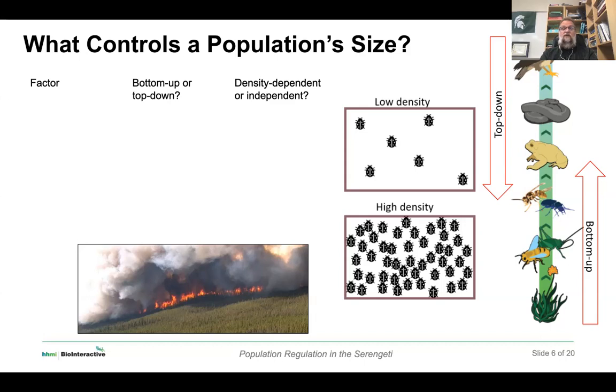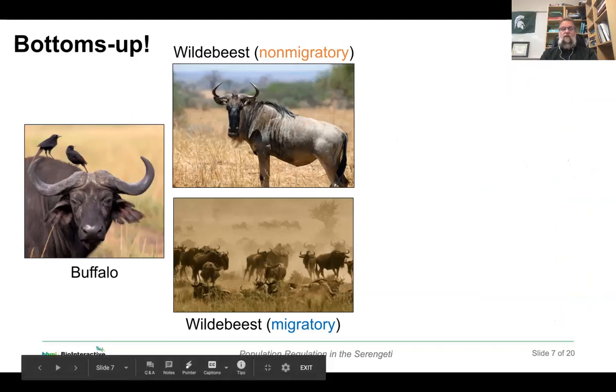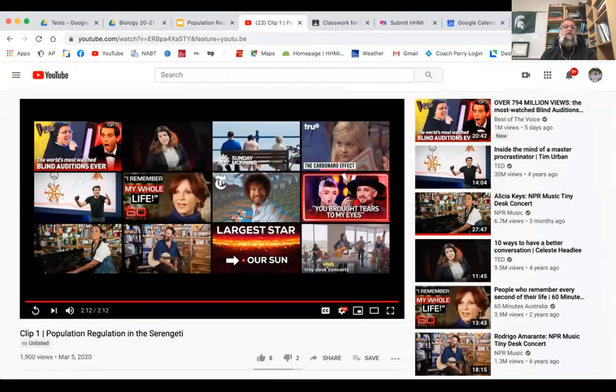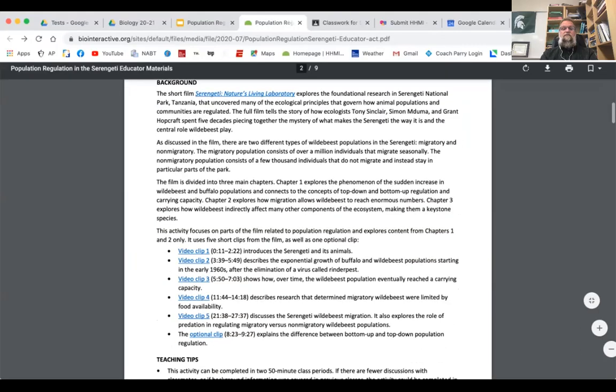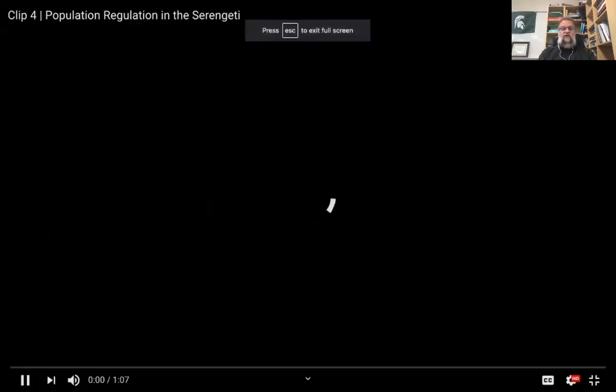So I'm going to have to unfortunately change screens again just for a moment. And I'm moving over to the clip. Sorry, this is not super smooth. So this is going to explain bottom up versus top down. As you can see, just over a minute.